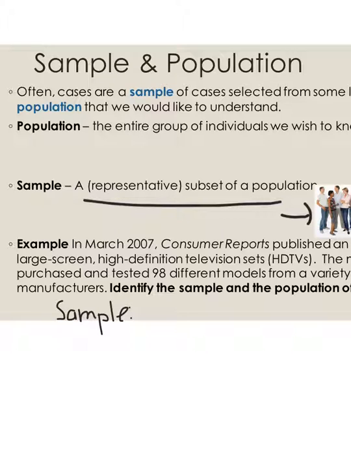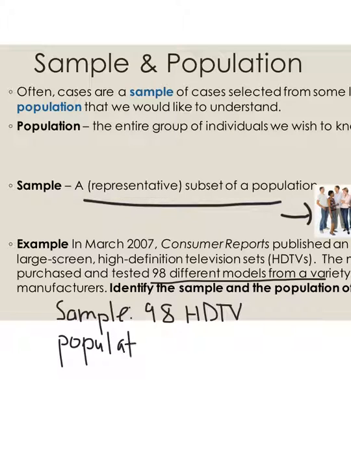So in this case, our 98 HD TVs. This is who we collected data from. Our population is what we will generalize about from that sample. So if we collected data on the TVs, on 98 specifically, then our population would be all HD TVs.